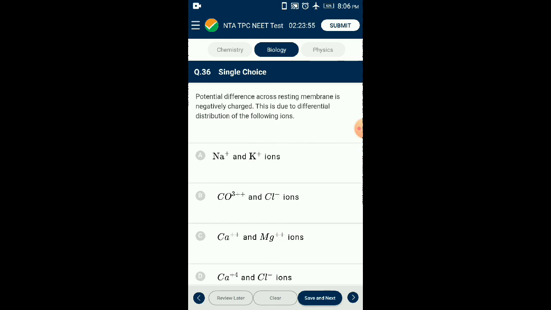Question number 36. Potential difference across resting membrane is negatively charged. This is due to differential distribution of the following ions. Neurons are called excitable cells because their membrane is in a polarized state due to differential concentration gradient of sodium and potassium ions. So the answer for this question is option A, sodium and potassium ions.